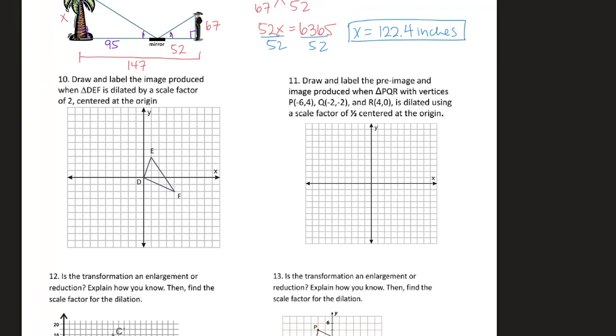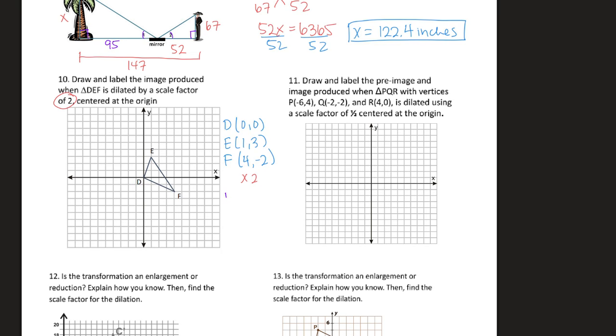All right, now moving on to the dilation questions. They want us to dilate the image by a scale factor of 2, centered at the origin. So I'm just going to write out the coordinates of each point. So D is at the origin, E is at 1, 3, and F is at 4, negative 2. If we are dilating by a scale factor of 2, that means we're just going to multiply all of these by 2. And that's going to give me my new coordinates.